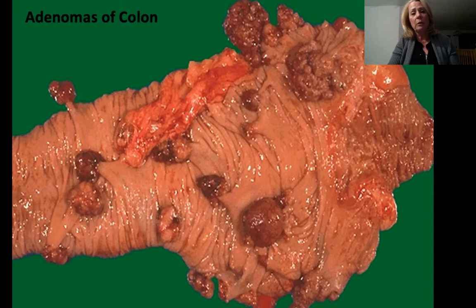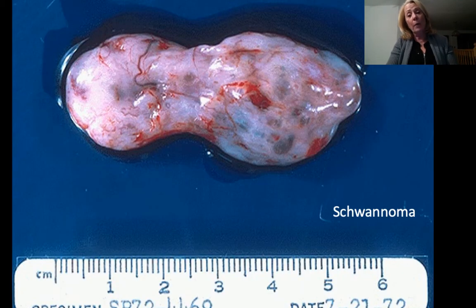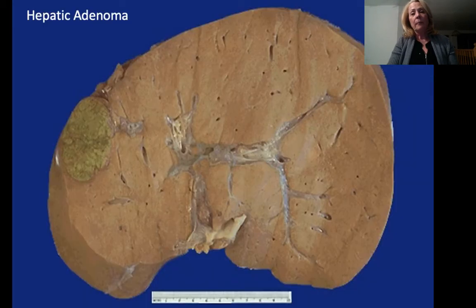These are adenomas of the colon. And remember, adenomas are glandular tissue, and sometimes these are referred to as polyps. So you can see the little stem here. And so it creates polyps of the colon. This is a schwannoma. This is actually a benign tumor of a Schwann cell. Kind of an interesting thing to look at. This is a hepatic adenoma. You can see that right there.